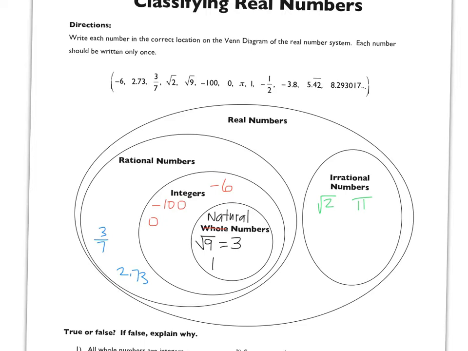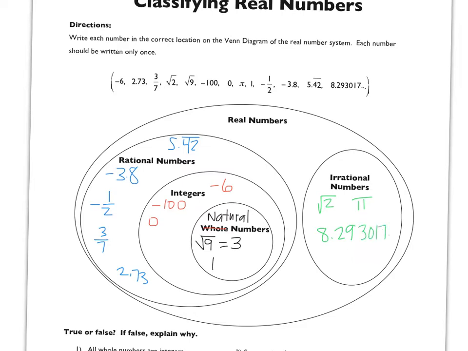All right, negative 1/2. It's not a whole number. We can't put it in the integers, but it is the fraction of integers, so we can put that in the rational number set, as is negative 3.8. And the next one, 5.42. We got a repeating decimal. Putting that line above the 42 tells us that that is 5.42424242, and that just continues to infinity. A repeating decimal. Okay, the last one there, we have a decimal that doesn't appear to be terminating, and it doesn't appear to be repeating, so that goes in the irrational number set.